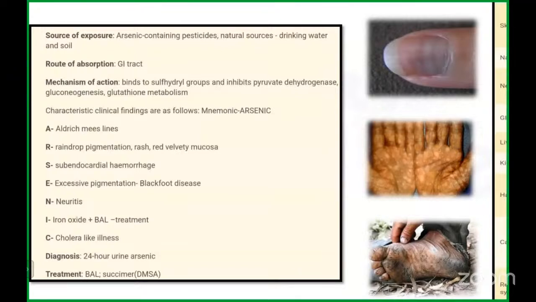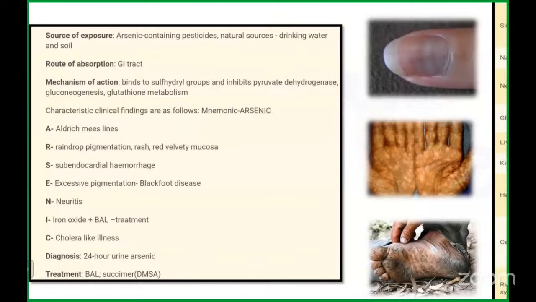It inhibits an enzyme called pyruvate dehydrogenase. And pyruvate dehydrogenase is a major enzyme which drives the TCA cycle. So basically, it prevents the energy production in a cell. It also prevents gluconeogenesis. It binds to sulfhydryl groups, and that is exactly the mechanism by which the PDH complex is inhibited.